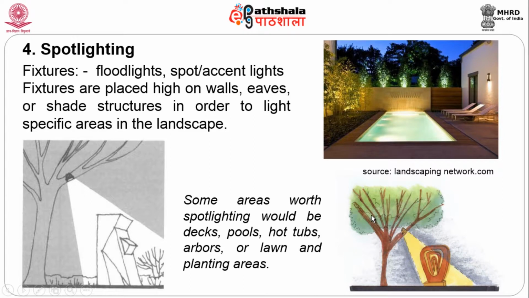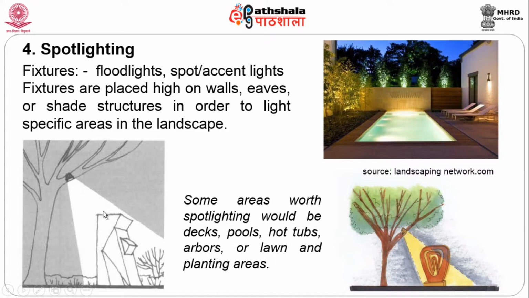Okay. Fourth is spotlighting. The fixtures for spotlighting are floodlights, spot and accent lights. The fixtures are placed high on the walls, eaves or shade structures in order to light specific areas in the landscape. Say sometimes in your landscape there could be lots of interesting elements that you wanted to showcase more than the other areas, then you spotlight those spots.